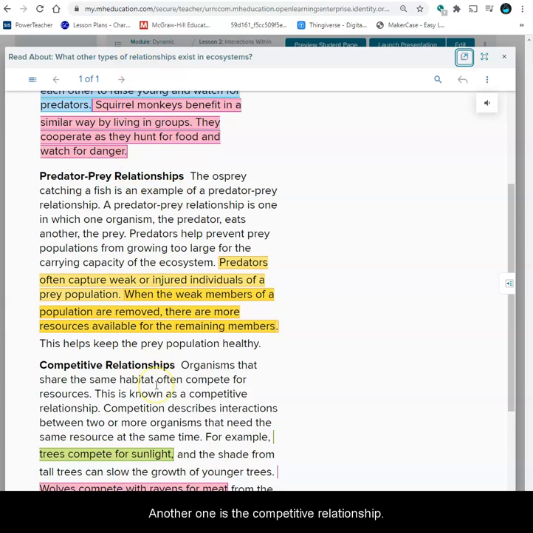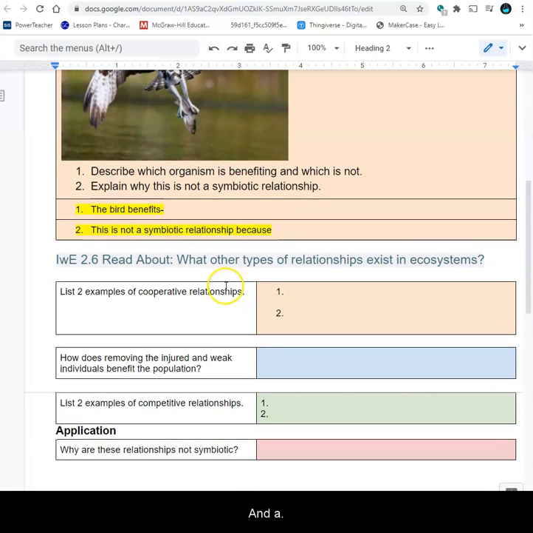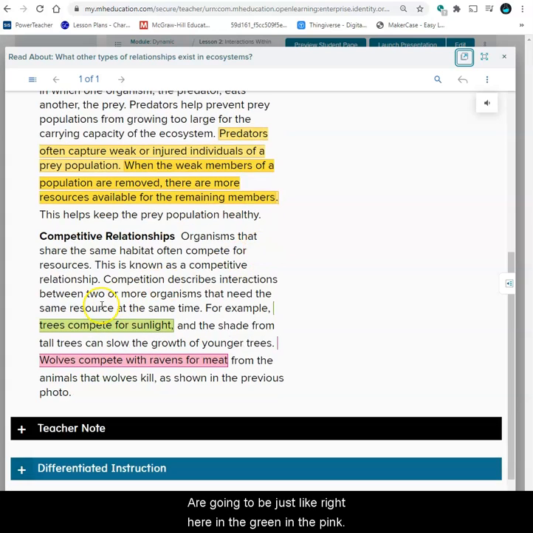Another one is the competitive relationship. And for a competitive relationship, I think I skipped a little question here. So that was the blue question. Two examples of a competitive relationship are right here in the green and the pink. One example is trees competing for sunlight. And another example with mammals is wolves competing with ravens for food.